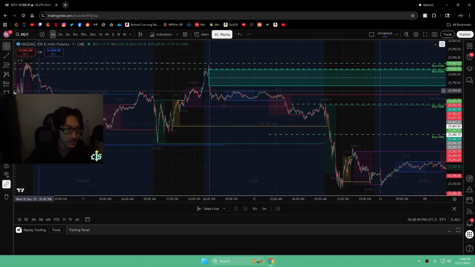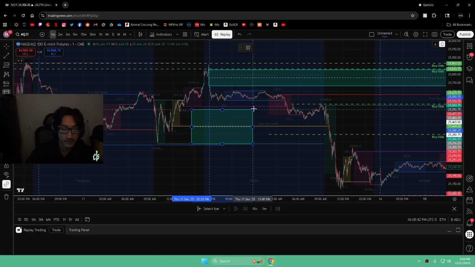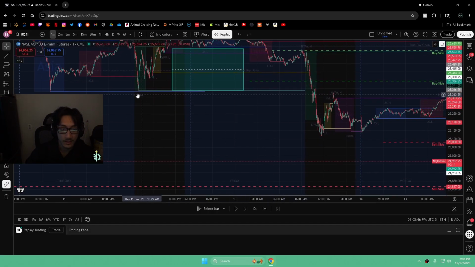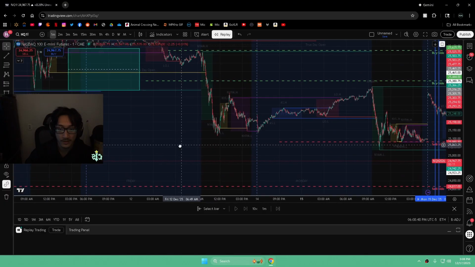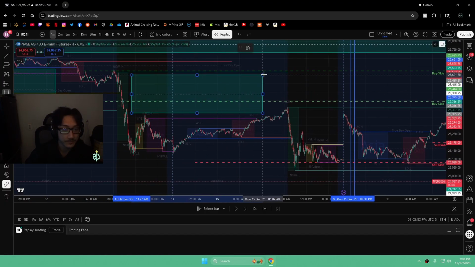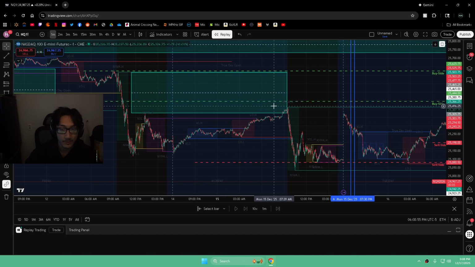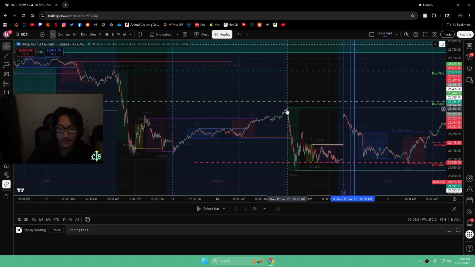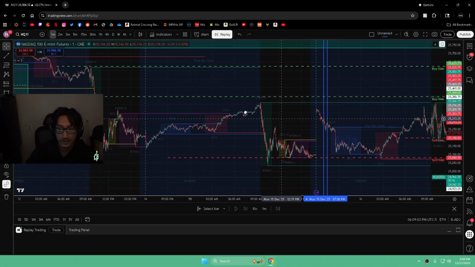But yeah, here, like I said, here's our imbalance. What does market do? It draws towards it. It breaks liquidity, liquidity, liquidity. Here, we have a balance up here. It draws towards it. It draws towards it. Fills the bottom quarter, and then drops.